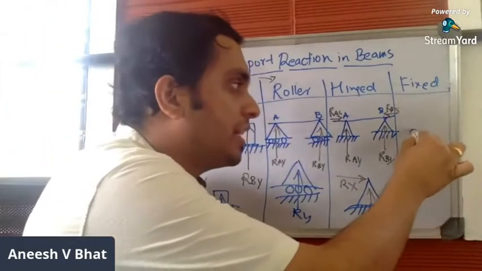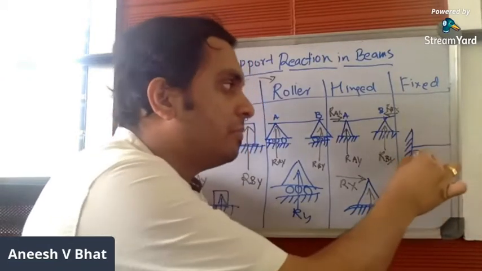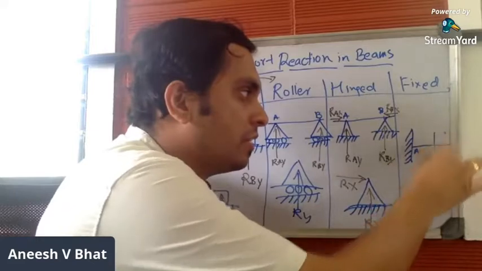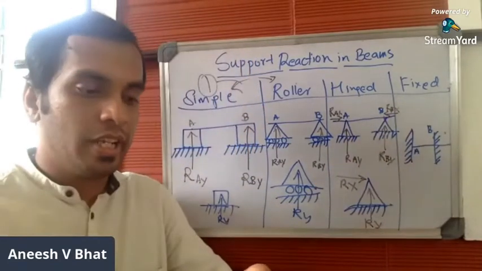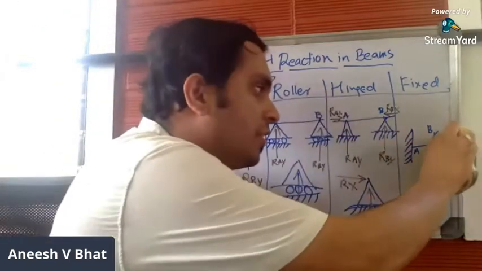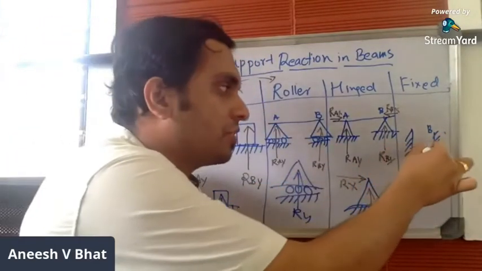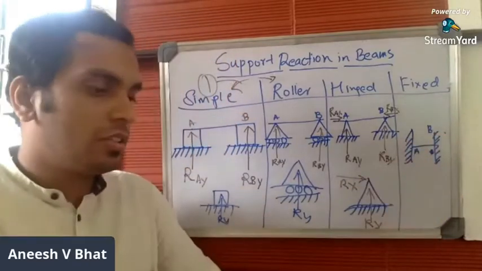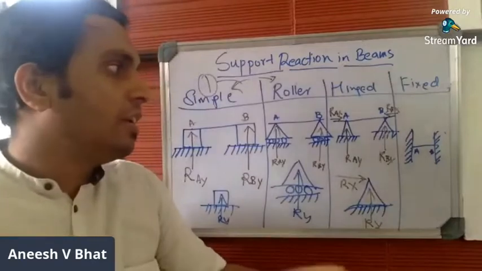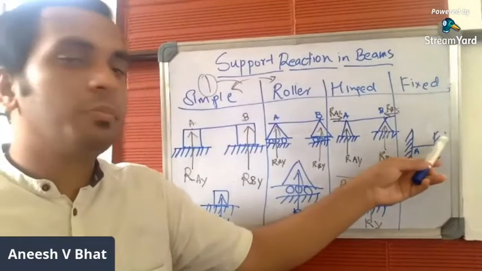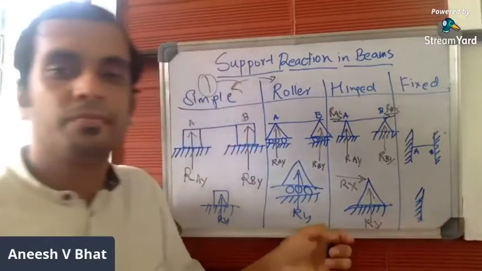Fixed support is always indicated in this way. If this is the beam, fixed support is indicated in this way. Two supports, A and B, which are fixed. So this is the beam cross section. AB is the beam cross section here. I've drawn it small. And these are the two fixed supports. Fixed supports are drawn in this way, indicated in this way.